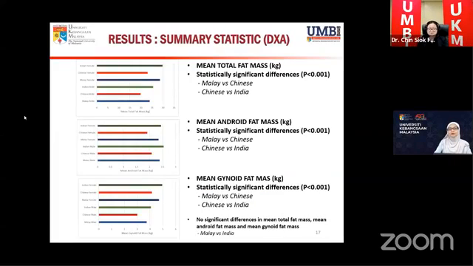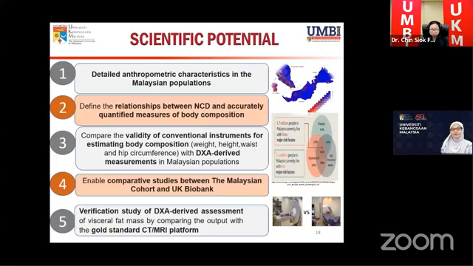This figure here shows the mean total fat mass, mean android and gynoid fat mass from the DEXA analysis. Altogether, comparison between Malay and Chinese and Indian showed statistically significant differences in all criteria. No significant differences were observed in mean total fat, mean android and gynoid fat in Malay compared to Indian. These results are still preliminary and it is difficult to make any conclusion at this time point. From this study, we hope that we could have detailed measurement of body composition using both the conventional method and the DEXA machine. DEXA-derived assessment will be verified using MRI, and subsequently, we can compare our results with the UK Biobank.